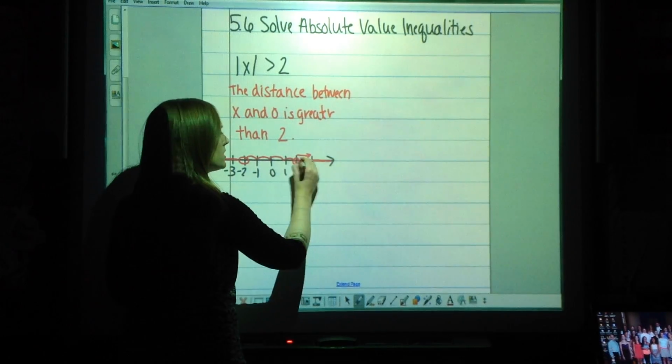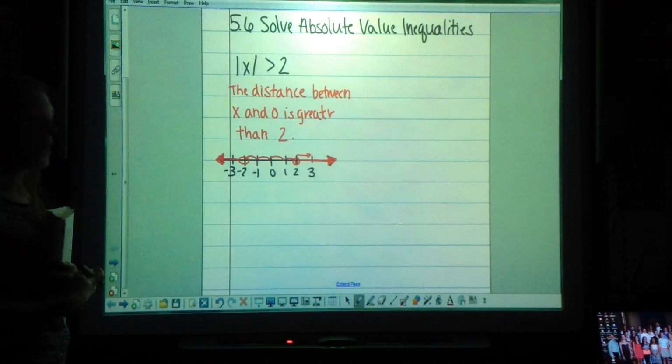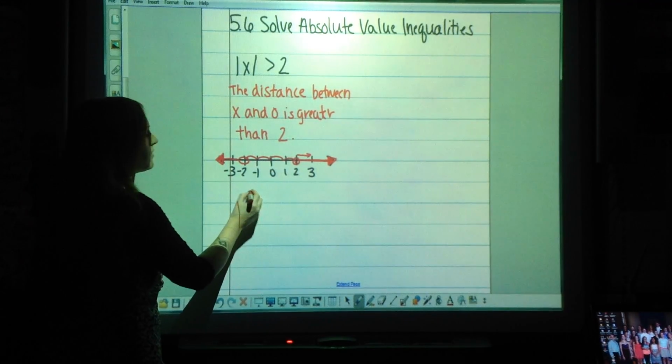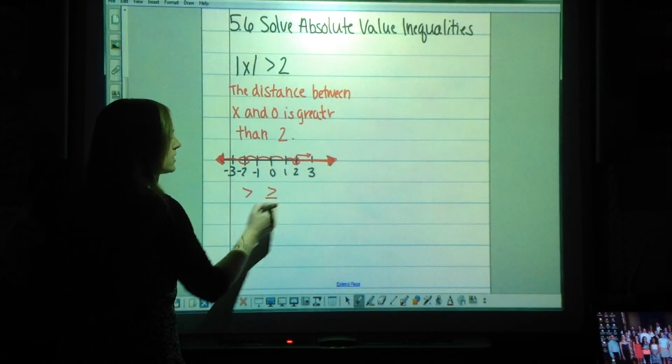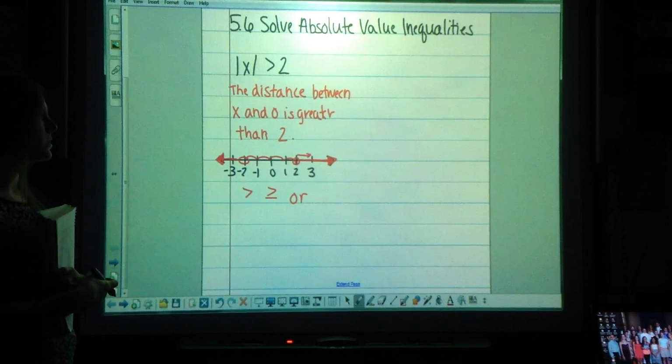So this ends up being an or. It's shaded in opposite directions. So whenever you have a greater than or a greater than or equal to, your absolute value inequality is going to be an or.